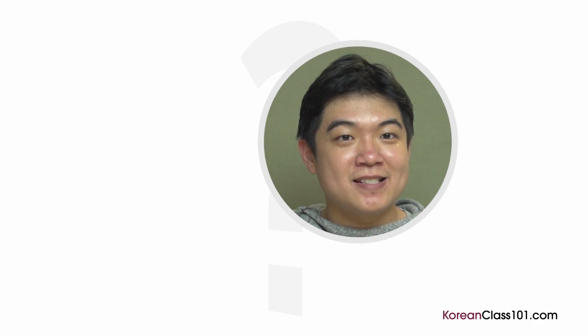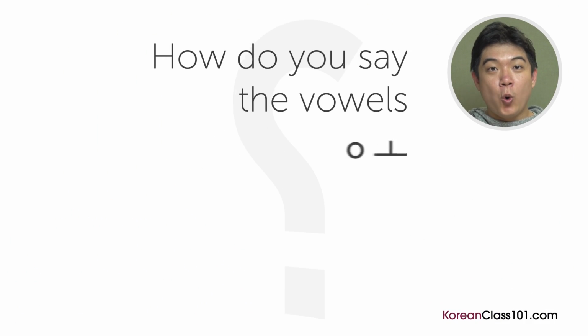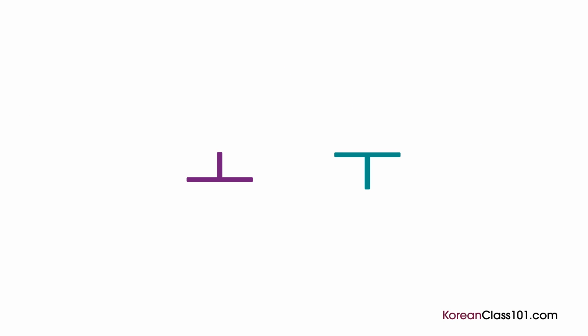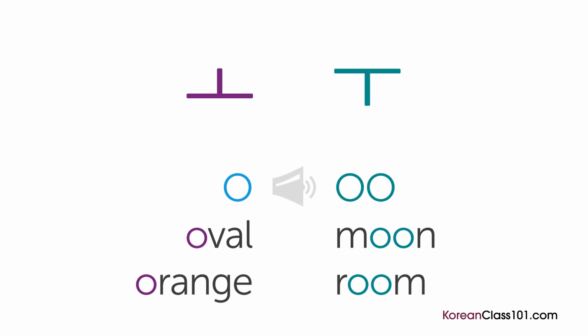The question for this lesson is, how do you say the vowels O and U correctly? These two vowels sound similar, so they can be a little tricky to pronounce. The vowel O sounds like a very round O, like in the words oval and orange. The vowel U sounds more like the U sound in the words moon and room.